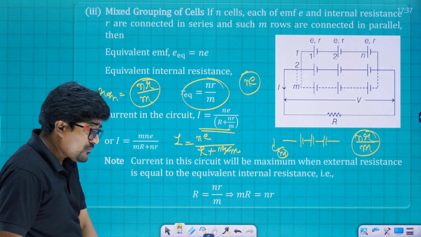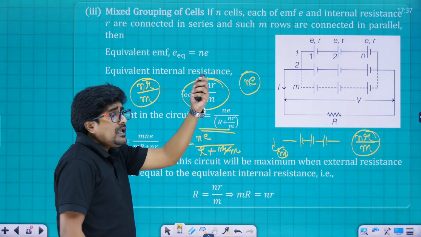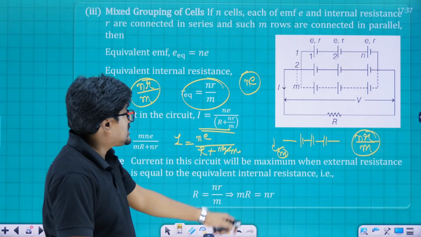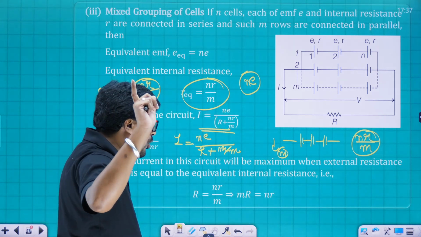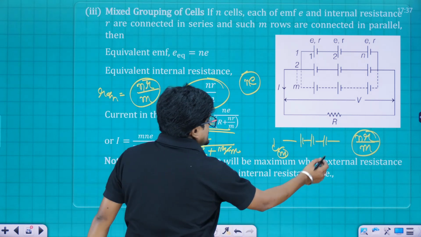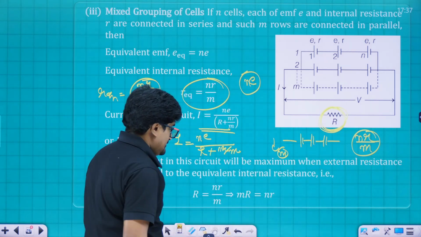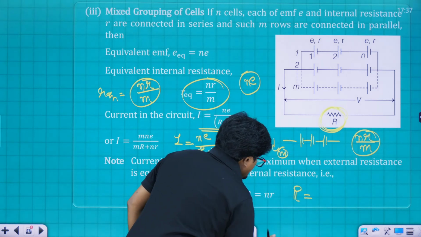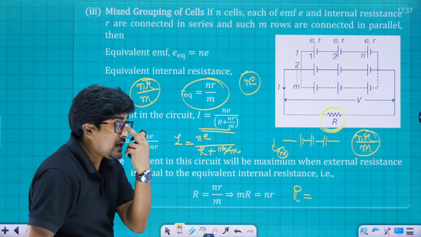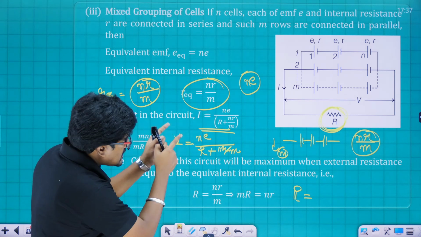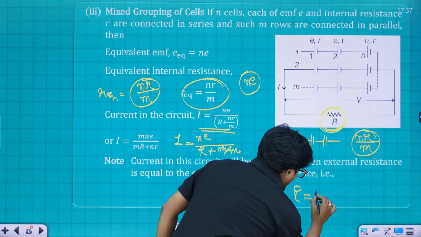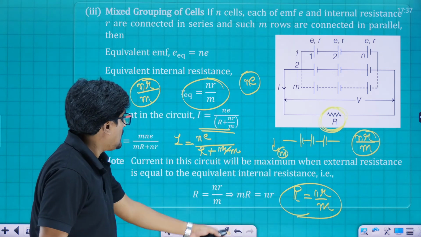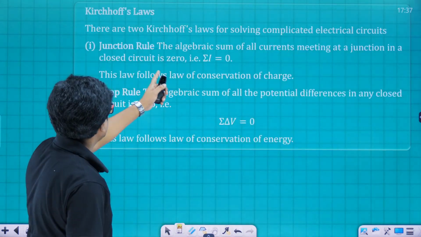Alright, now comes the most important part. If we are expecting maximum current to be drawn from a combination like this, then always remember one thing: the external resistance we are connecting over here, that is capital R, needs to be the same as the effective internal resistance of this combination, which was N times R, all divided by small letter m. Was that okay? Moving to the next, that is Kirchhoff's law.